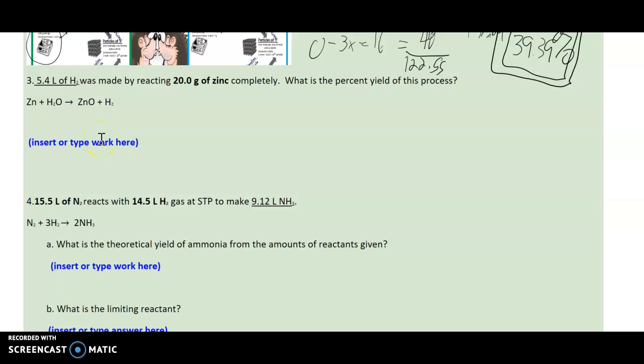Okay, here we go. Another problem. This is saying 5.4 liters of H2 was made, so this is the product, by reacting 20 grams of zinc completely. So it's already telling us our actual yield. So I might even write that down somewhere just so I don't forget it. Actual yield of the product they're asking for is 5.4 liters H2. That's just a side note, right?